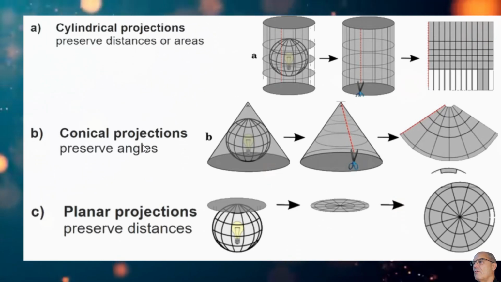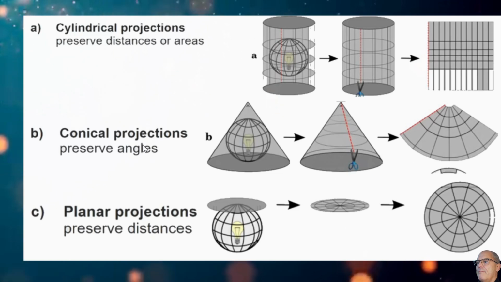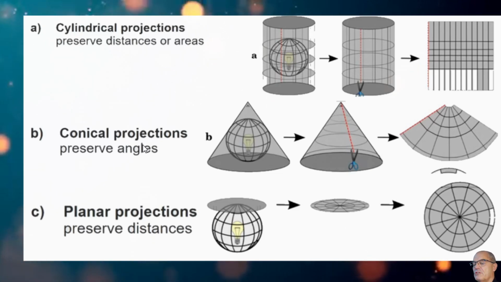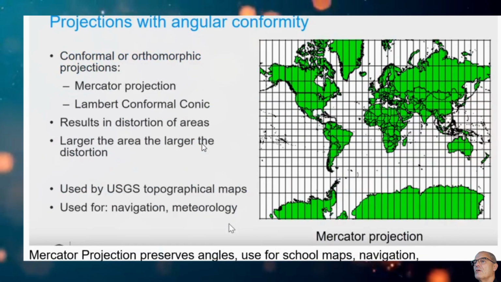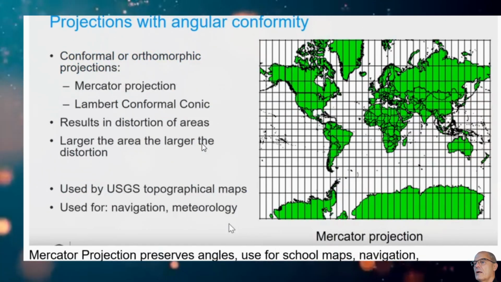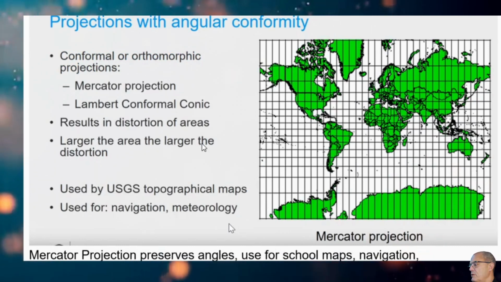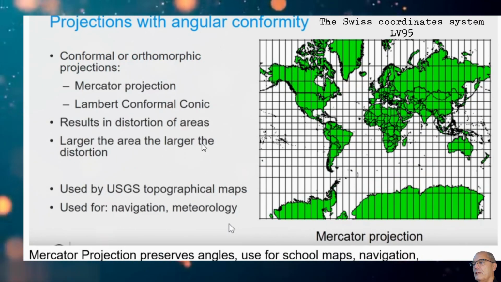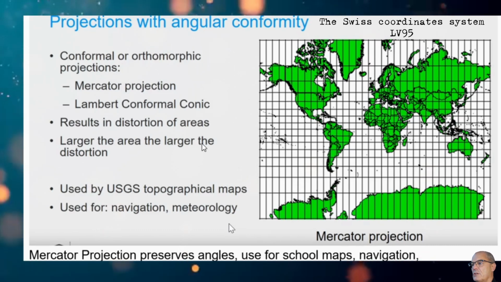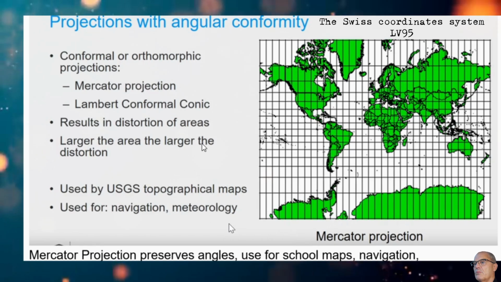But we would like to have a projection that somehow preserves everything, because we need precise measurements on the terrain. That's why we usually use a country-specific projection if available. For example, in Switzerland we have a country-specific projection called LV95, but in case you are not asked to use the country-specific projection, you can use the Mercator projection.